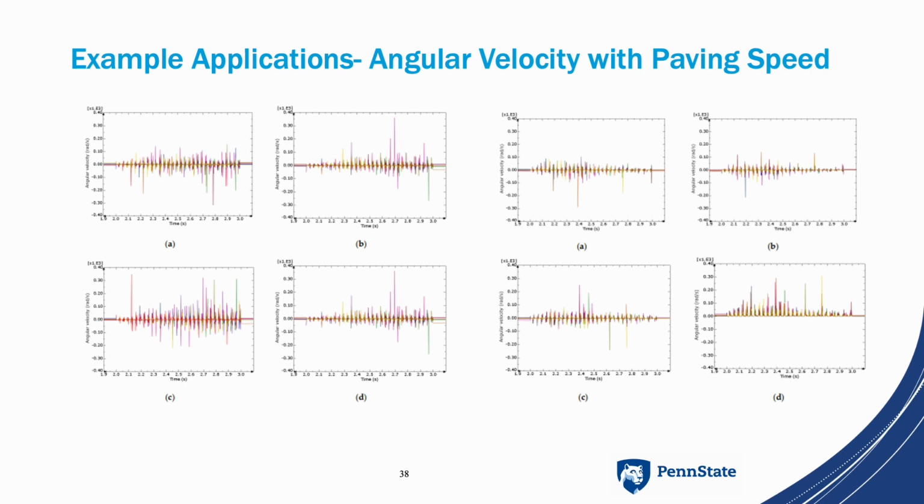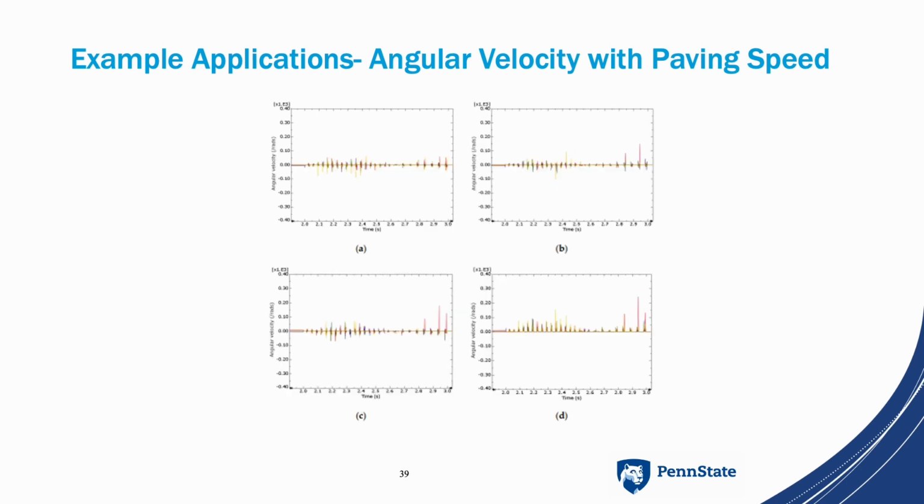This example is the angular velocity with paving speed. The asphalt aggregate seemed very active when the paving speed was set to 4 meters per minute. So the one that you're seeing, there's 3 here. The first one was the 4 meters per minute. The second one was 5 meters per minute. The last one that you're seeing right now is 6 meters per minute.